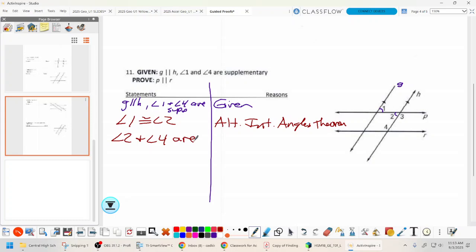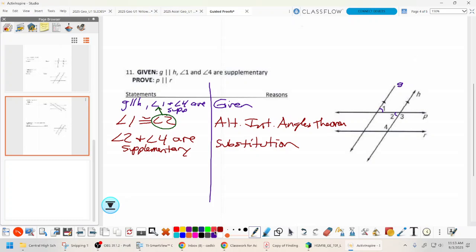Are supplementary. And that's by substitution. Okay? And I've been doing this, so I think I'll just do it again. I did that, plugged in right there for the substitution. That's all.